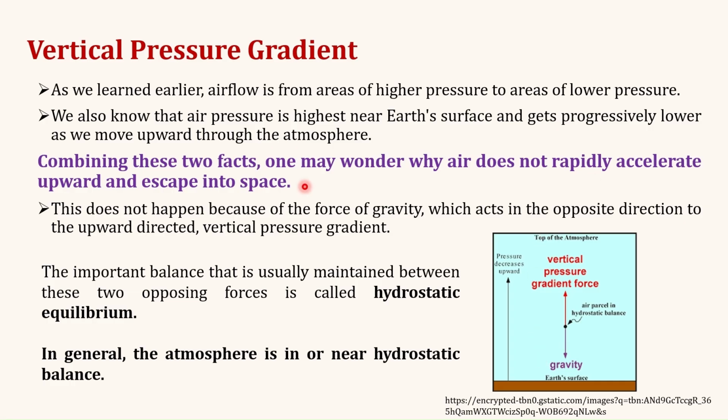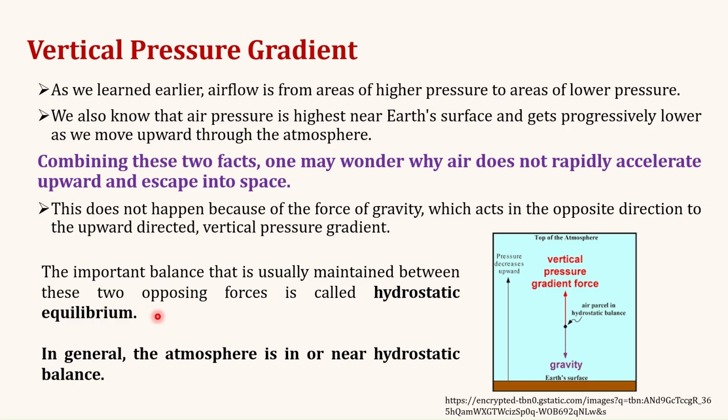So, having these concepts in mind, we may have questioned why air does not rapidly accelerate upward and escape into space. It would have been possible in absence of the gravitational force, but this does not happen because of the force of gravity, which acts in the opposite direction to the upward directed vertical pressure gradient. So, there is an important balance which is usually maintained between these two opposing forces, that is vertical pressure gradient force that is in upward direction and the gravitational force that is towards the earth surface, and the balance between these two forces is referred as hydrostatic equilibrium.